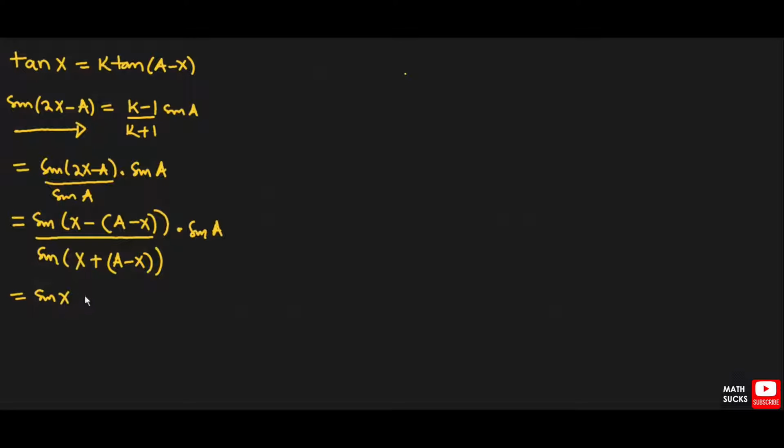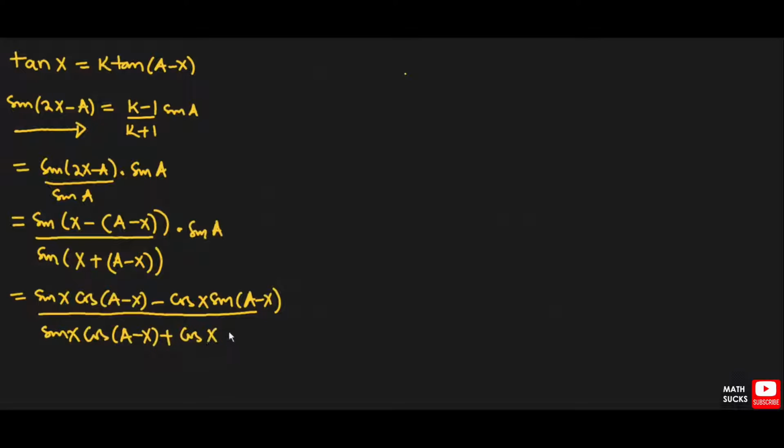So this is going to give us sine of x cosine of a minus x, right? Then this is minus cosine of x, then sine of a minus x. Then this is divided by the lower term, which is again sine of x, then cosine of a minus x, but plus cosine of x, then sine of a minus x. This is multiplied by sine of a. So when we get here, now we are getting closer and closer.